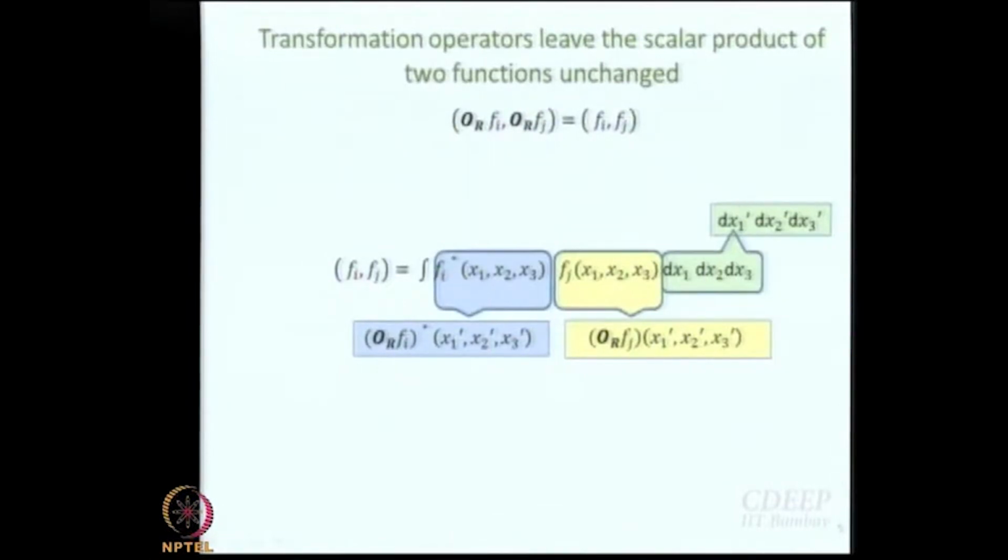So, if you agree with that, then do you see that on the left hand side I have the scalar product of Fi and Fj. What do I have on the right hand side? The scalar product of ORFi and ORFj, right. So, what we have done essentially is that we have proved this. Scalar product of the transformed functions is equal to the scalar product of the original functions, or in other words, transformation operators leave the scalar product of two functions unchanged.